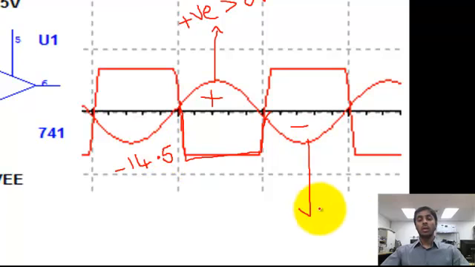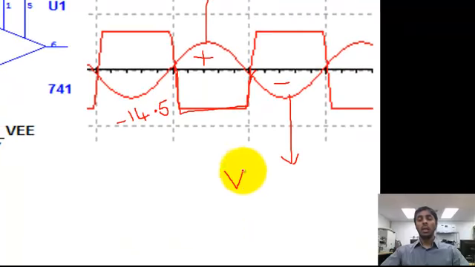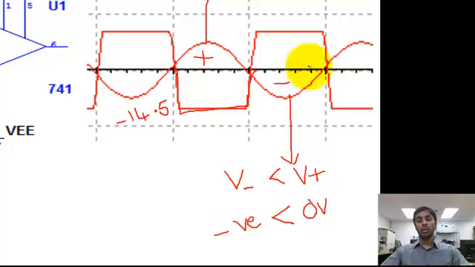During the negative cycle, V negative is less than V positive, meaning V positive is always 0 volts, but V negative is a negative potential because the inverting terminal is receiving a negative half cycle, which is less than 0. So the output will shoot to the maximum, which is plus 14.5 volts. These are the two examples.